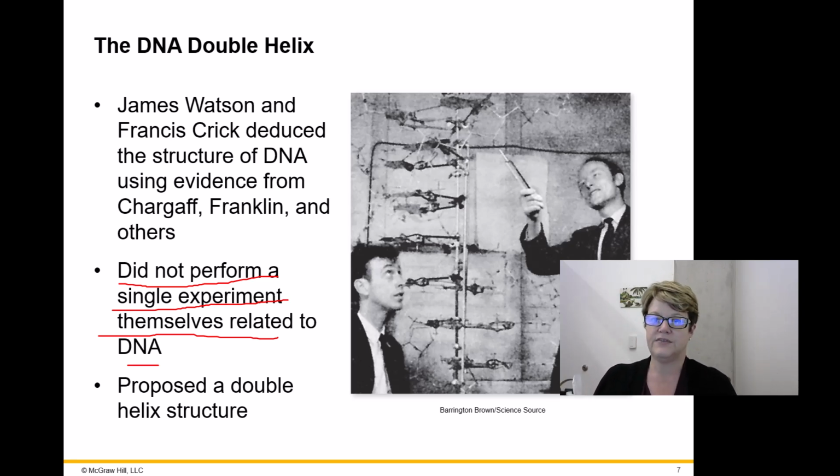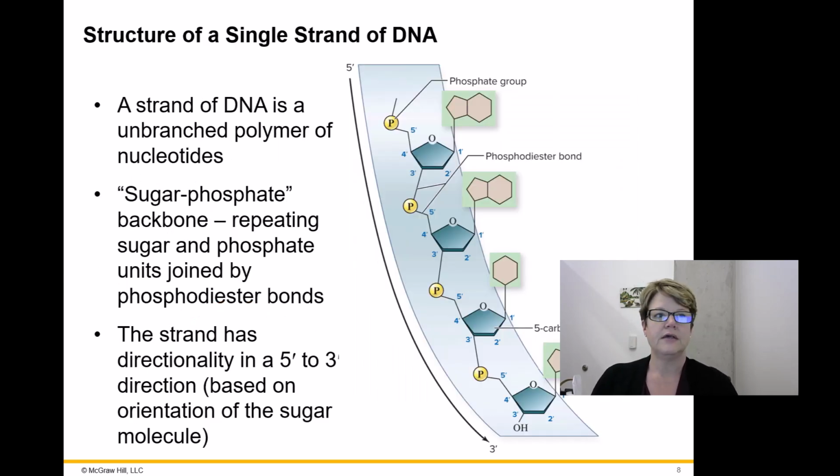But in any case, they eventually put together some of Chargaff's data and Franklin's data, and they proposed the structure of DNA in 1953. So they are credited with figuring out the structure of DNA, and I'm going to show you what it is. First, I'm going to show you a single strand of DNA, but actually what Watson and Crick came up with is what we call the double helix.